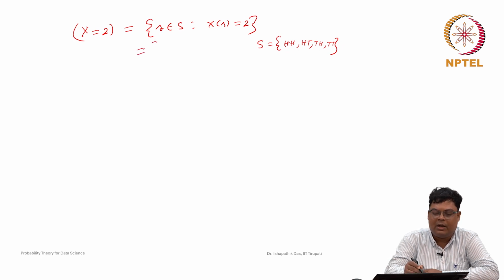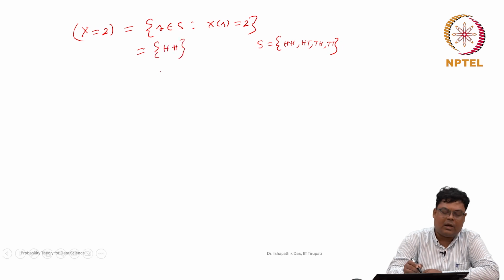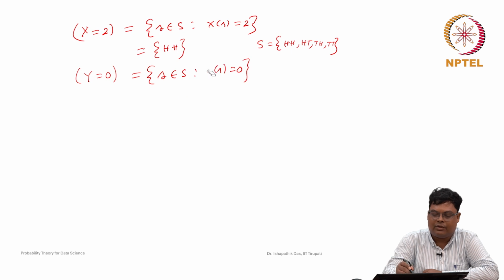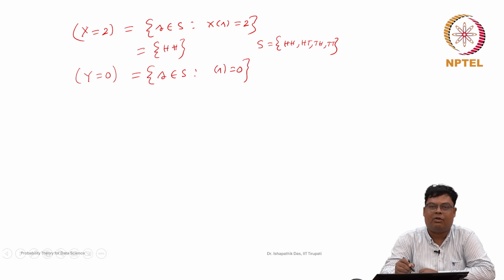So, this point is nothing but head head. Now, the next is y equal to 0. That also we know is all s corresponding to s such that x of s is equal to 0. So, that means, sorry, y of s is equal to 0. Here the random variable is y, so we have to be careful that y of s is equal to 0.